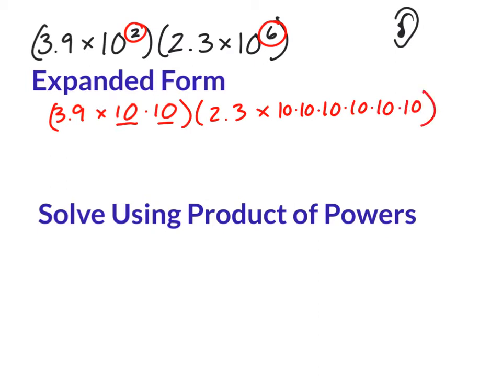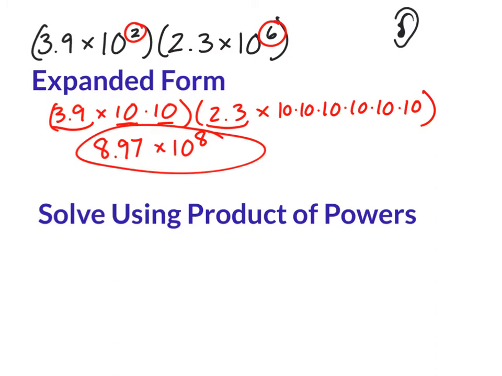When I multiply the number out front, so 3.9 times 2.3 by each other, I get an answer of 8 and 97 hundredths. Then if I count up how many tens there are, I see that there are 8 tens. So 8 and 97 hundredths times 10 to the power of 8 is my answer.